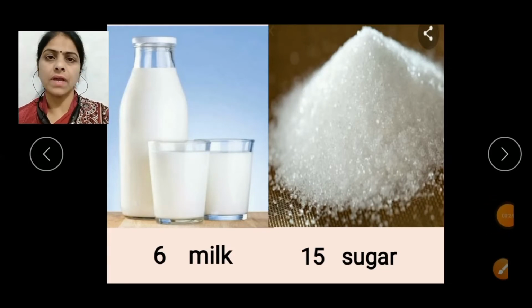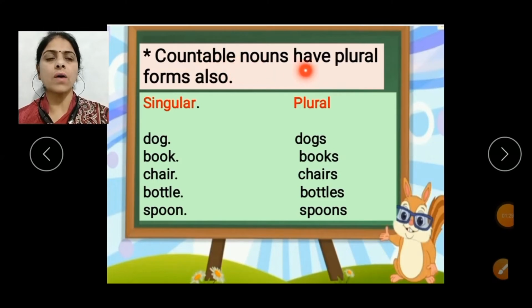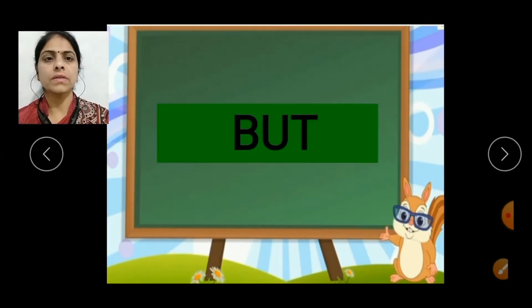Now let's have another point. Here, countable nouns have plural forms also. Here we are having some countable nouns like dog, book, chair, bottle and spoon. These countable nouns are having singular as well as plural forms like dogs, books, chairs, bottles and spoons.